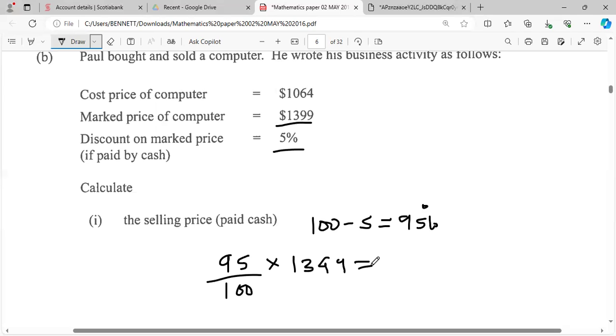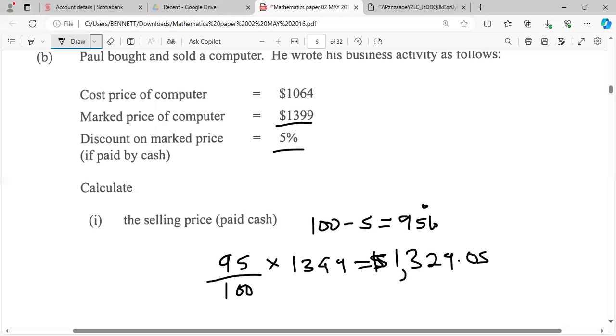Alright, let's go. I don't want this video to be too long, guys. So it's 95 divided by 100 times 1,399. So the consumer would pay 1,329.05. Remember, it's money, so this is $1,329. Alright, cool. We'll have gotten that mark.